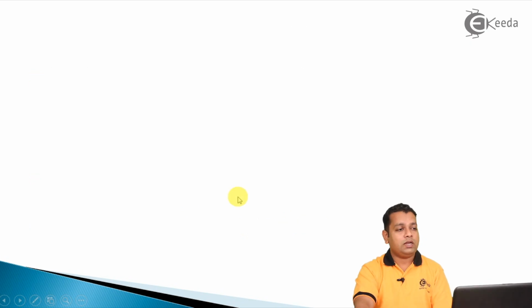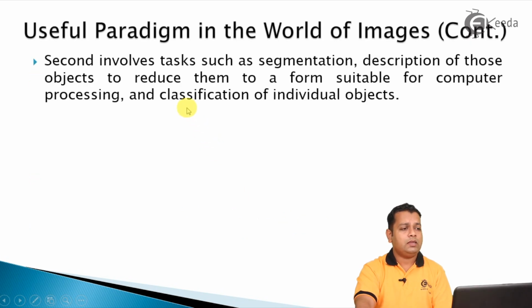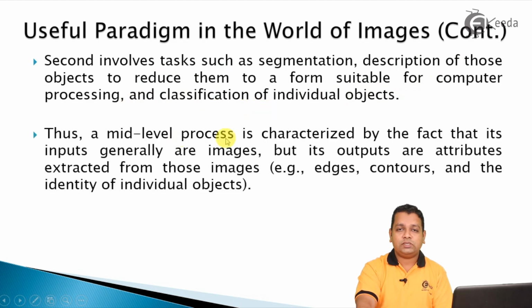Further, talking about the mid level process, it involves tasks such as image segmentation, which we are going to see in detail in the next chapters, the description of those objects to reduce them to a form suitable for computer processing, and classification of individual objects. So the mid level process is characterized by the fact that its inputs are generally images, but the outputs are the attributes extracted from these images. The attributes are in the form of edges, contours, and the identity of the individual objects.